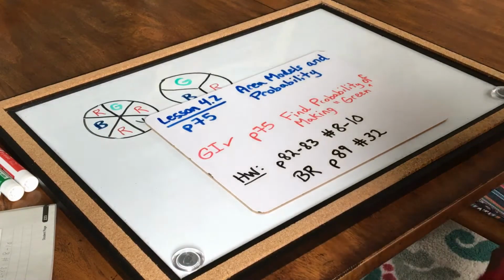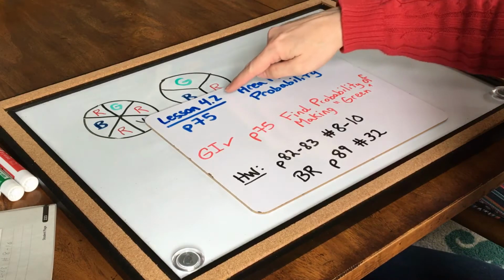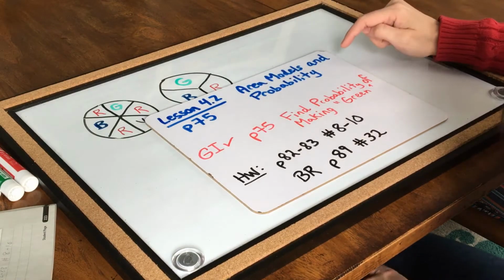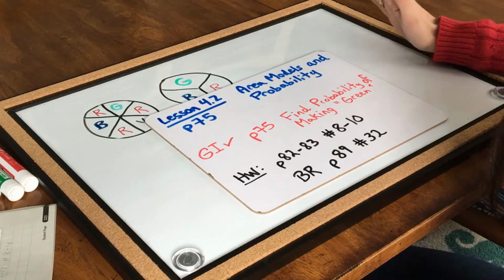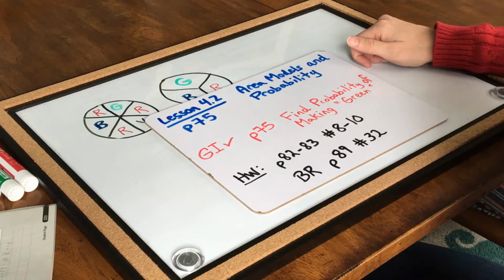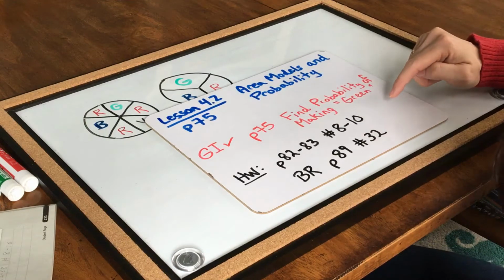Hi, 7th grade. Today is Tuesday's lesson, and today we're going to be working on lesson 4.2, page 75. This one is called Area Models and Probability, and you're going to see that the game we're supposed to analyze today is called Making Purple. Our gotta check is going to be on page 75.